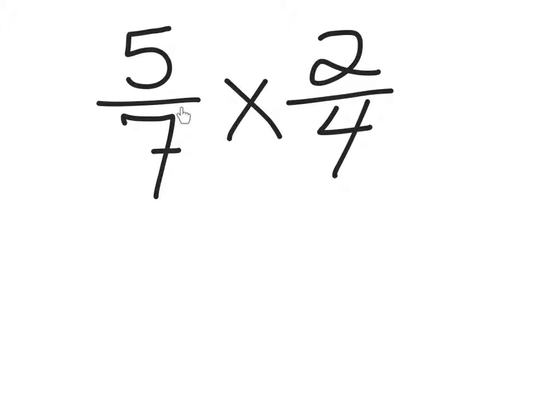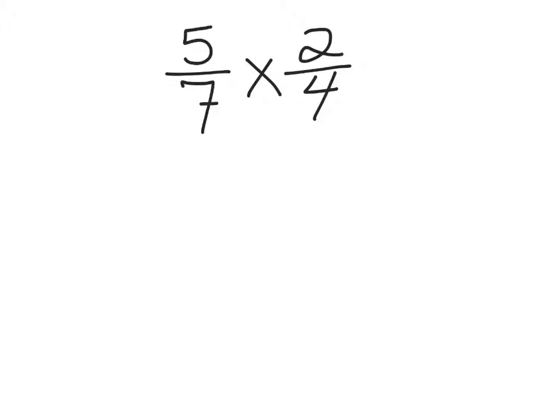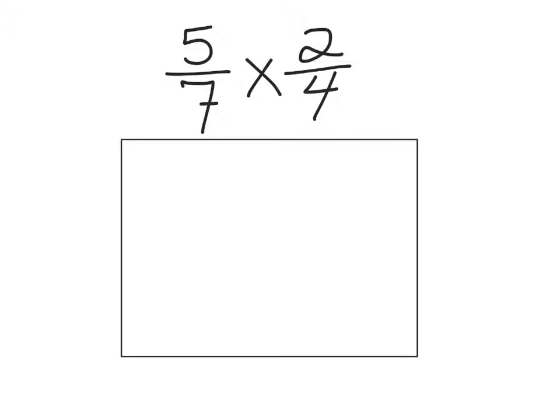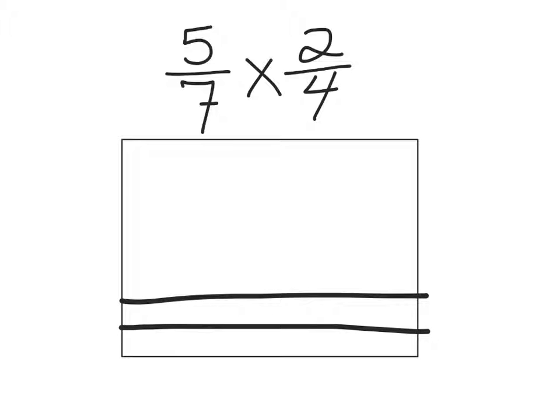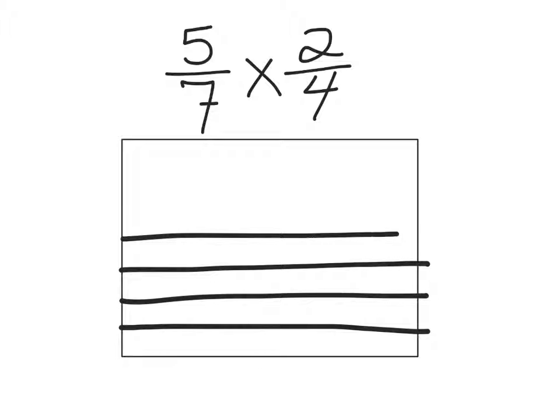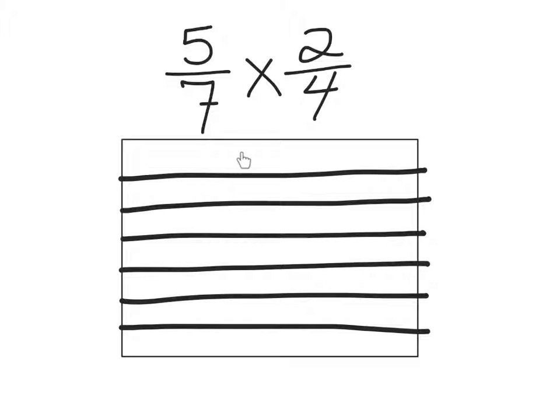And here it is, 5/7 times 2/4. All right, so I'm going to create this fraction first. So I'm going to shrink that so I have a little more room. And I'm going to make a big old fraction box right there. And then I want to make 7 parts, which means I'll draw 6 lines. And let's rock and roll. Here we go. 1, 2, 3, 4, 5, and 6 lines should give me 7 parts. 1, 2, 3, 4, 5, 6, and 7.